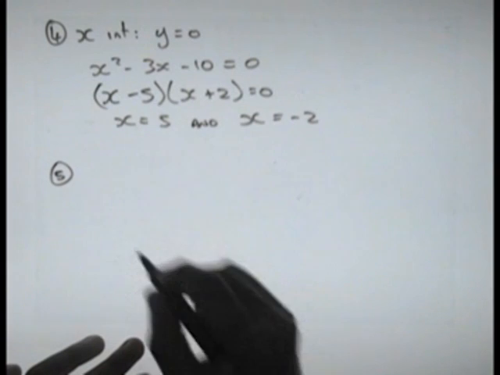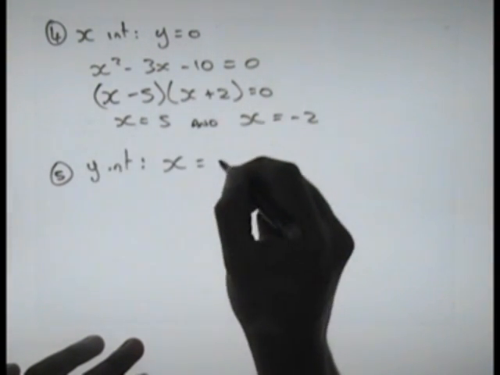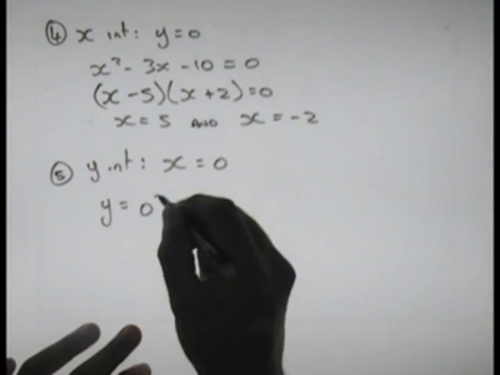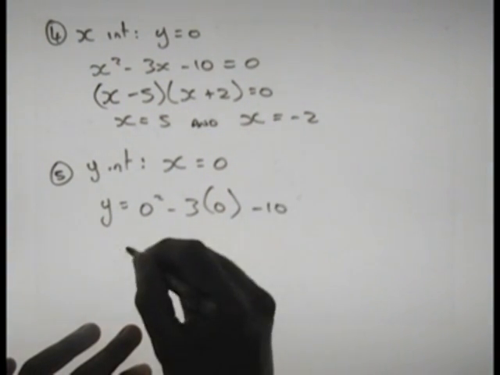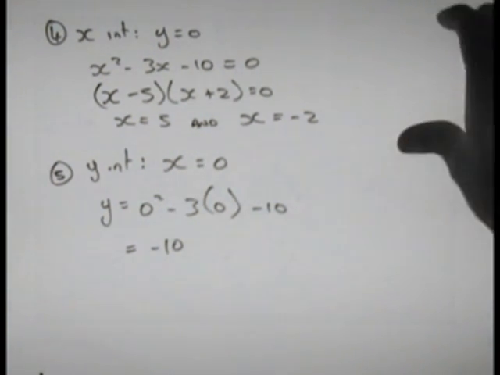Step 5, I look for my y-intercept, which happens when x is equal to 0. That means that y will equal 0 squared minus 3 times 0 minus 10, which is equal to negative 10. Now I sketch my graph.